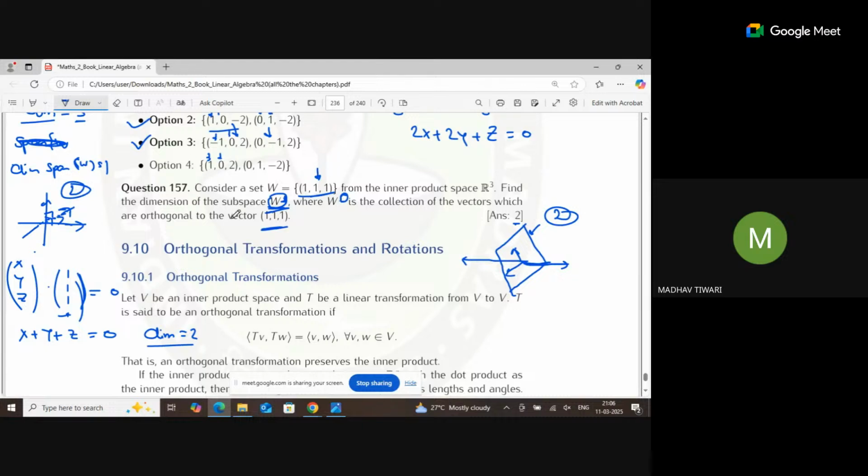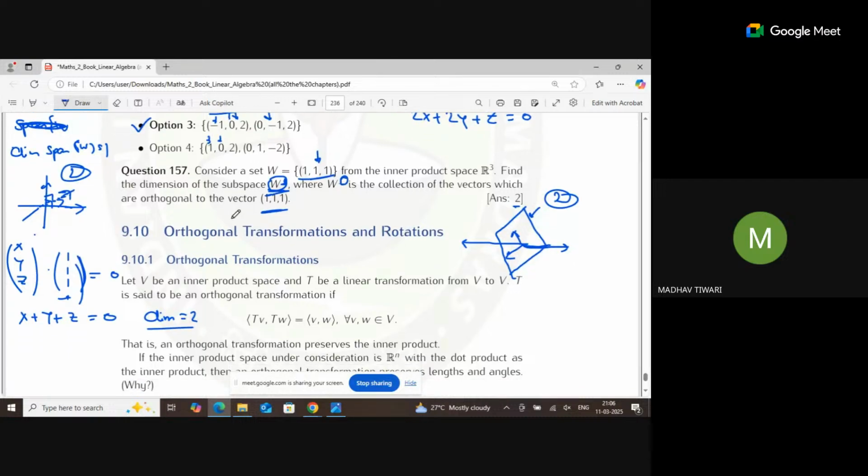That's the case only. Anyone else having any other doubt? No.